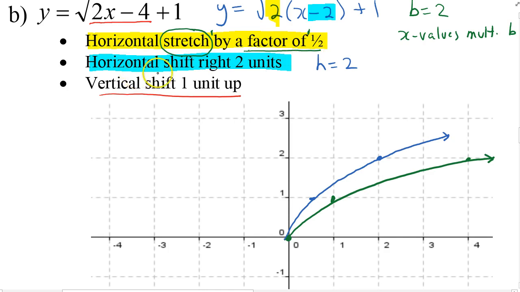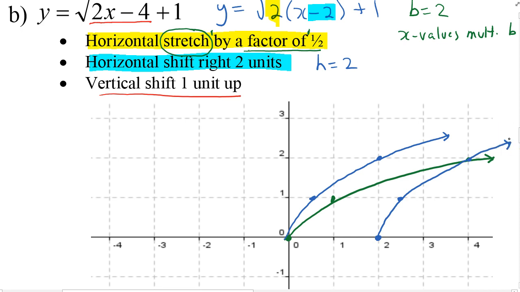Now I want a horizontal shift of right 2 units. So each of these spots, I want to go right 2 units. I'll go red with this one. Actually, I should probably not go red. How about if I go another blue? If I go right 2 units, right 2 units, and right 2 units. So now I'll have something that looks like this.